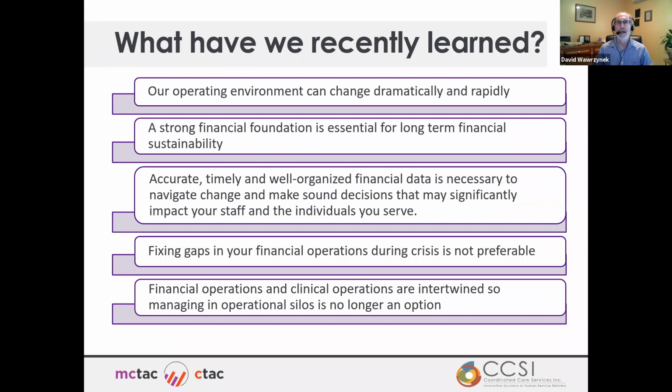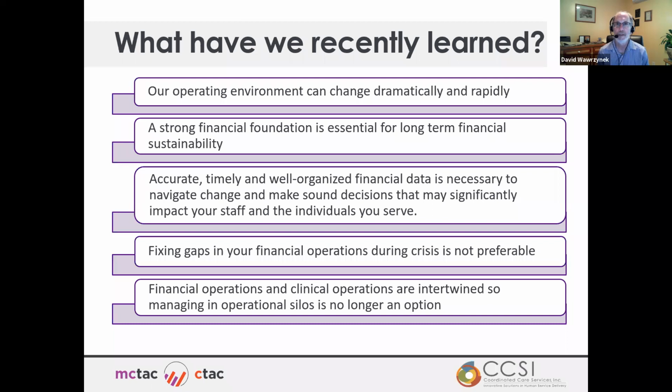So why are we doing this now? Well, what have we recently learned? Well, one of the things we've absolutely learned is our operating environment can change dramatically and rapidly. I would venture a guess that nobody had an emergency plan or a business continuity plan that took into effect that our sites would be closed down for 6 or 7 months. So, we know change can happen, and it can happen very quickly.